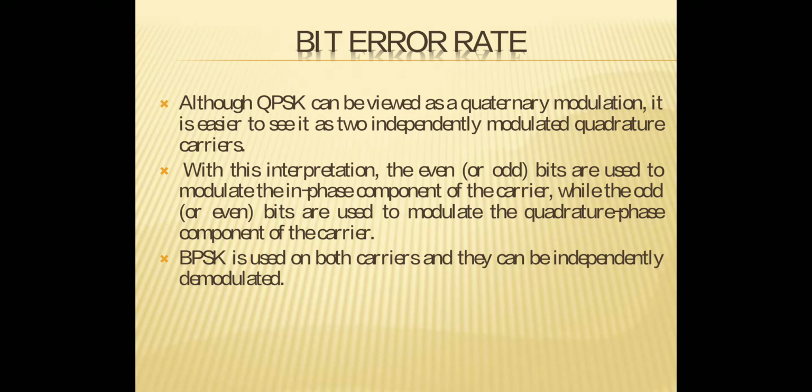Although QPSK can be viewed as a quaternary modulation, it is easier to see it as two independently modulated quadrature carriers. With this interpretation, even or odd bits are used to modulate the in-phase component of the carrier, while the odd or even bits are used to modulate the quadrature phase component of the carrier.